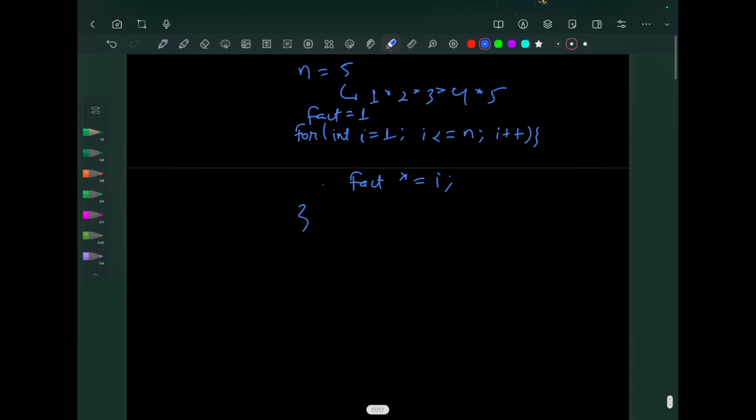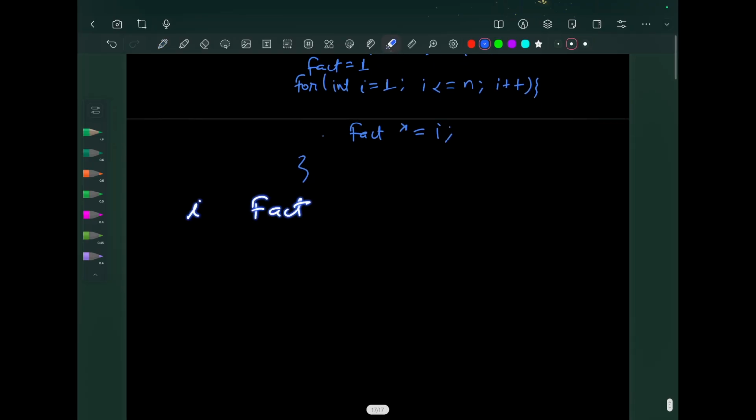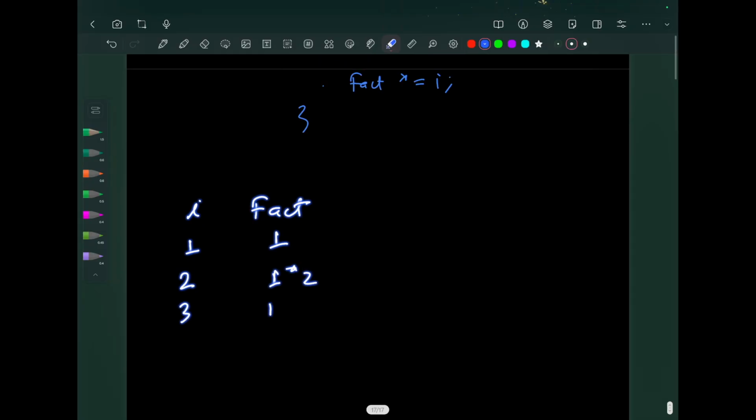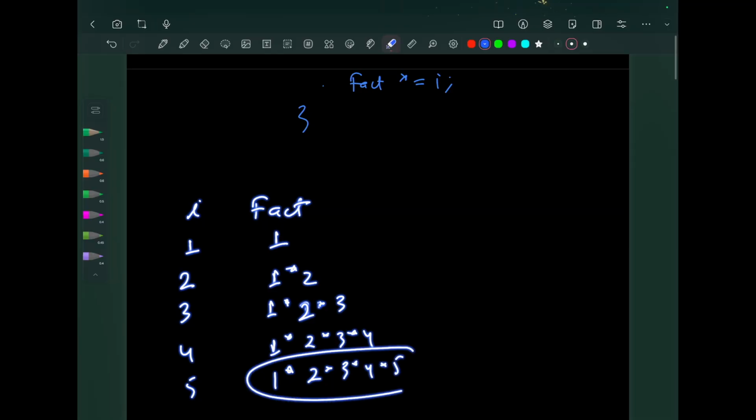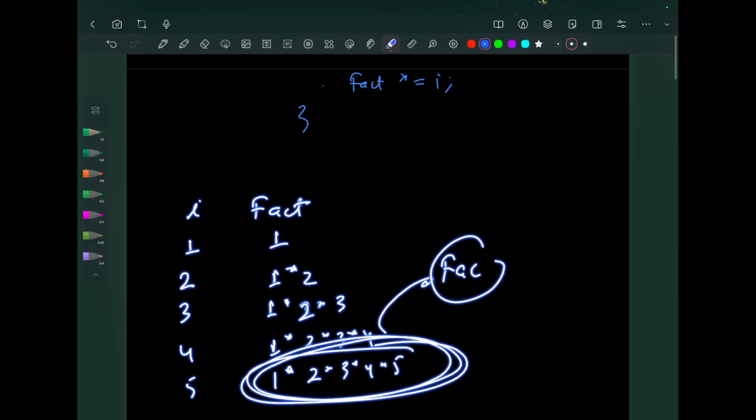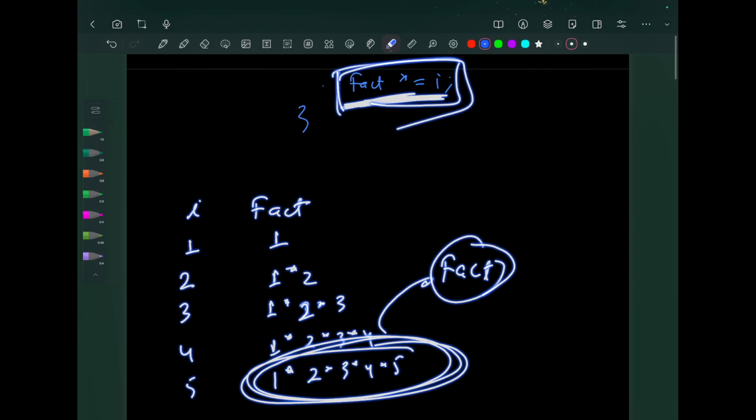Initially we have i and fact. If i is 1 then factorial is 1, then i is 2, factorial will be 1 into 2, i is 3, factorial 1 into 2 into 3, then i equals 4, factorial will be 1 into 2 into 3 into 4, then 5, 1 into 2 into 3 into 4 into 5. So we will be able to get our factorial like this. Here we are doing a multiplication in every iteration, so you will be able to find your factorial.